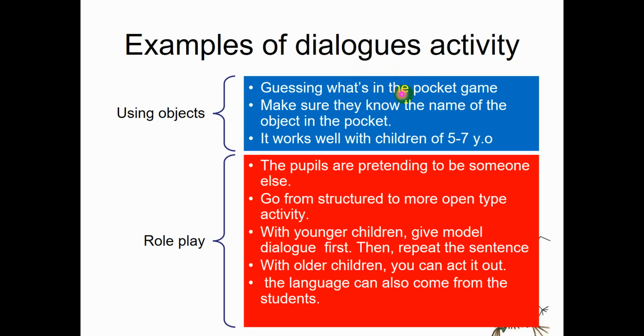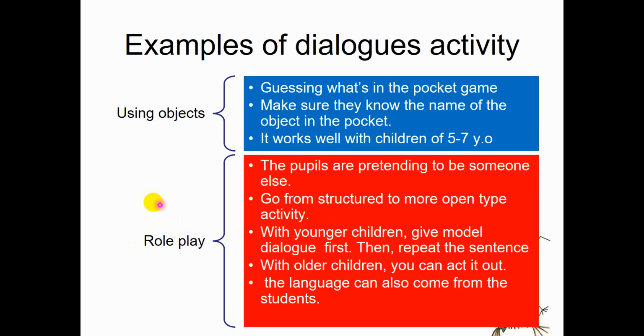So you can use an object. They have to guess the object. But remember, if you want the children to guess, make sure they know the name of the object in the pocket. Do not ask them to guess something that they haven't heard before or do not know. It works well with children from 5 to 7.